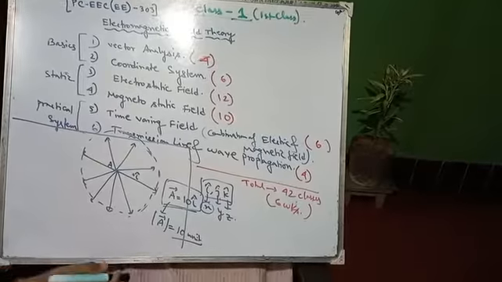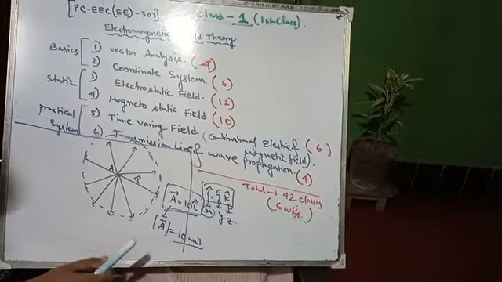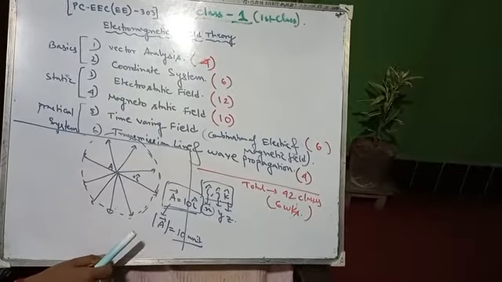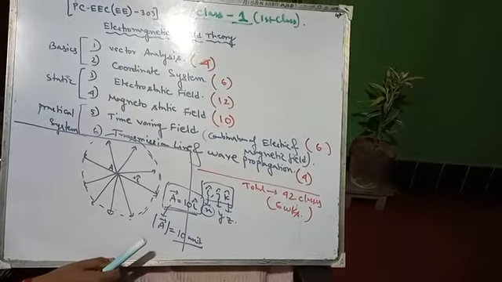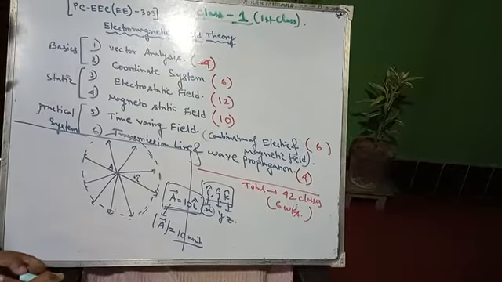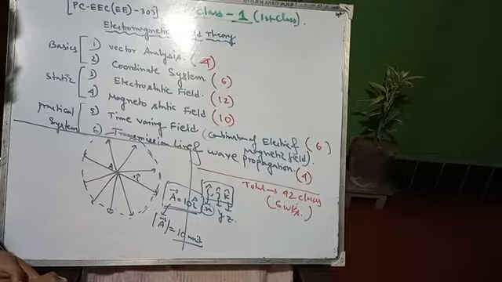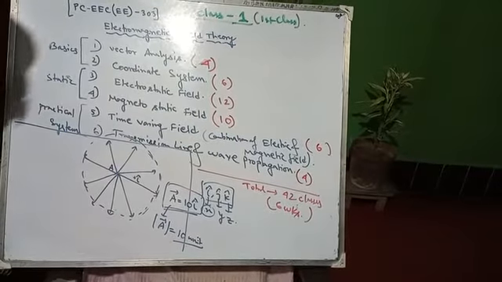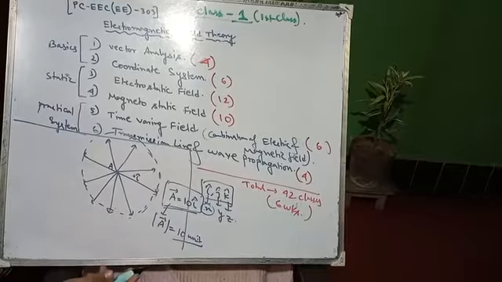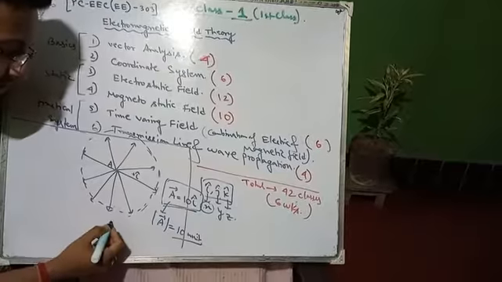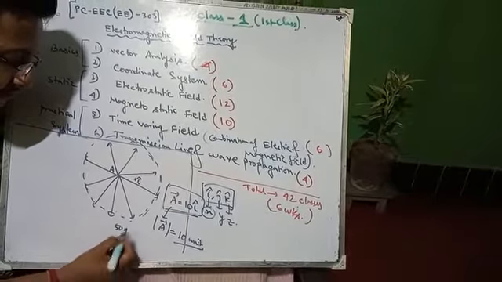Okay, next write the scalar quantity. What is a scalar quantity? A scalar quantity is a real quantity that has only magnitude, not direction. Now the example: mass, we can consider mass is 50 gram.